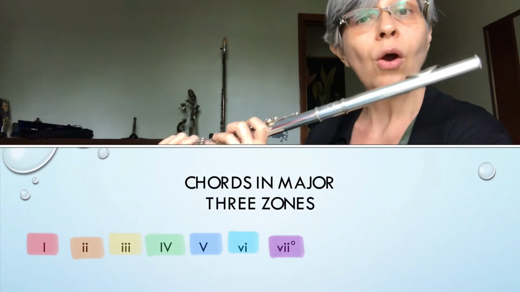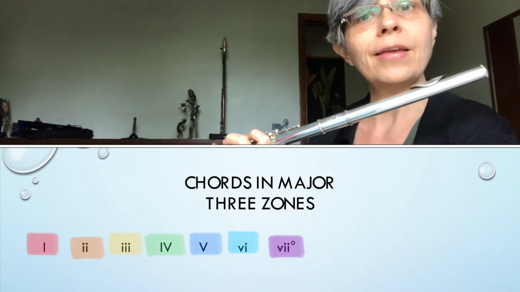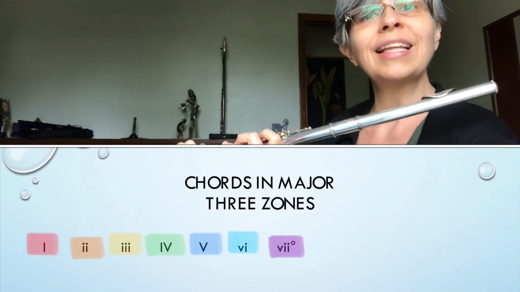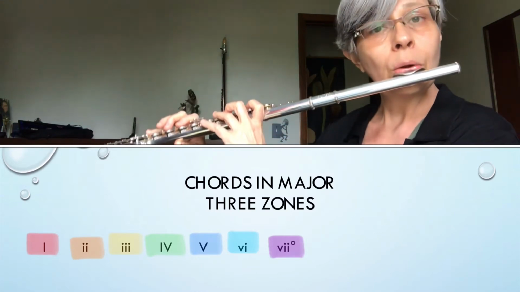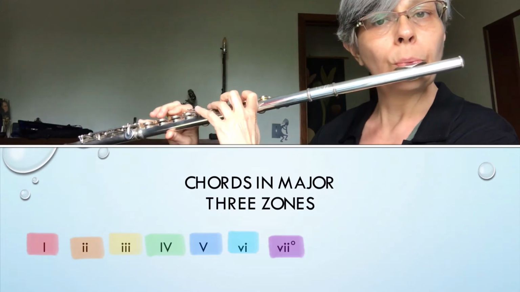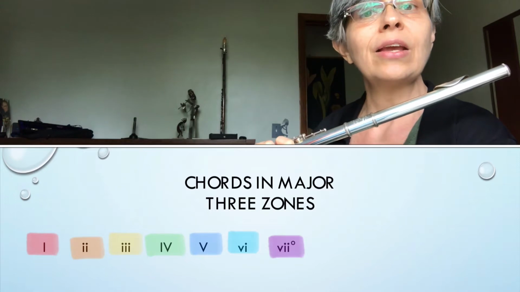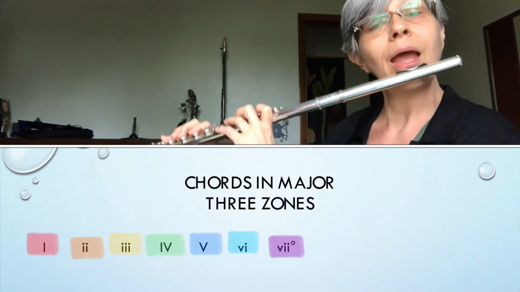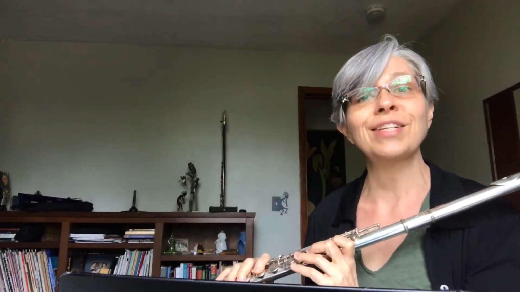And now the only diminished chord, that's what that little circle is, a diminished chord built on the leading tone, which leads us back to tonic. So the leading tone triad is E, G, B flat. And then we're back to tonic. So the chords of a major scale fall into 3 zones.